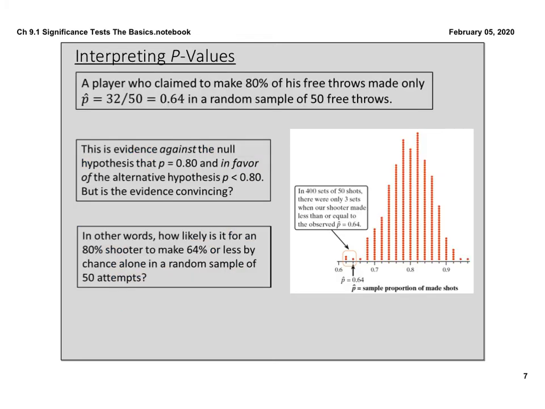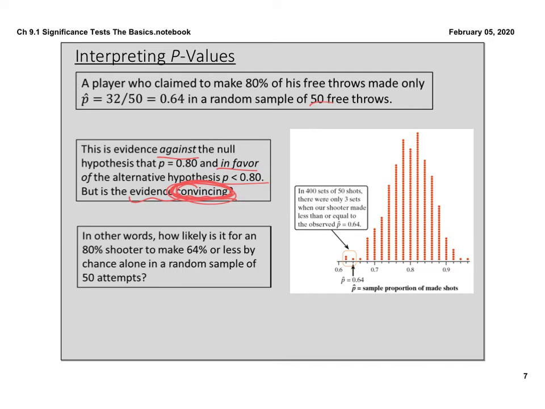All right, so let's talk about p-values. A player who claimed to make 80% of his free throws made only 32 out of 50, which is 0.64, in a random sample of 50 throws. This is evidence against the null, that p equals 0.80, and in favor of the alternative that p is less than 0.80. But is the evidence convincing? That's the piece. So we know that we have evidence that the player shoots less than 80%, but is it convincing enough? In other words, how likely is it for an 80% shooter to make 64% or less by chance alone in a random sample of 50 attempts?